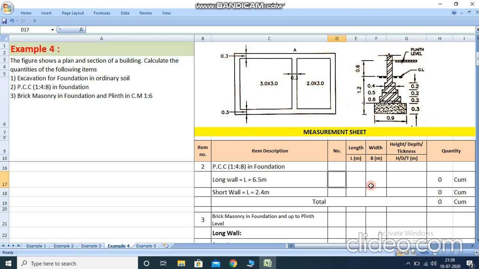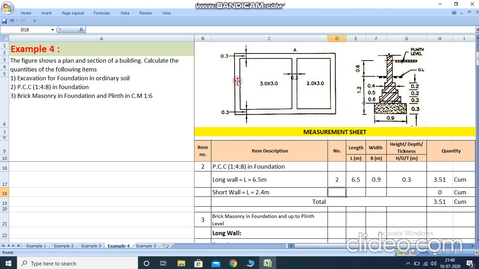Now in the PCC work for foundation, there are two long walls, 1 and 2. So we write here number is 2. Total length we already calculated is 6.5, put here, and the width of the PCC work is already given in the figure. So in the figure width is given 0.9 meter. So write here 0.9 meter, and the thickness of the PCC work. So see this figure, I show you by the cursor. So here 0.3 meter thickness is given. So write here 0.3.